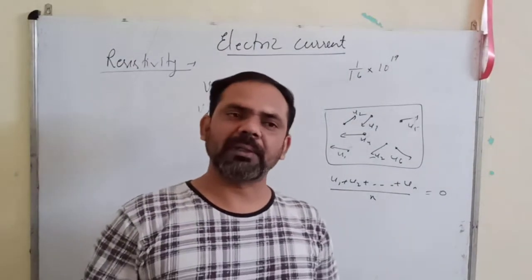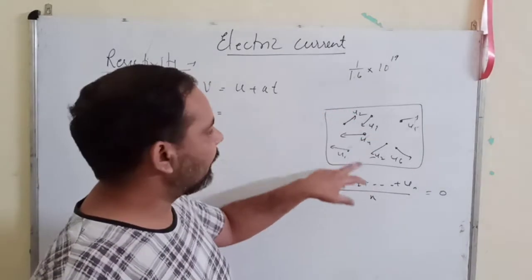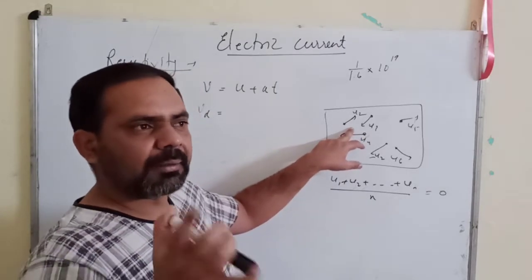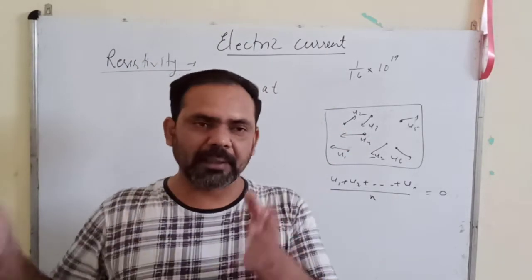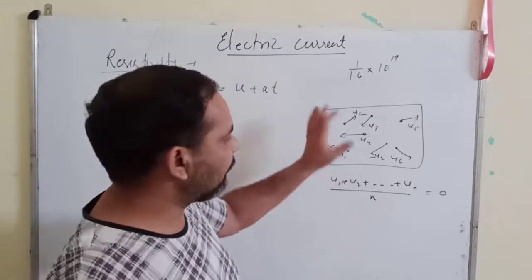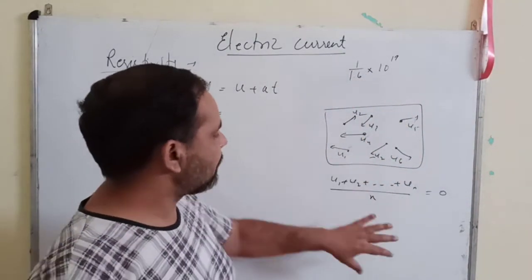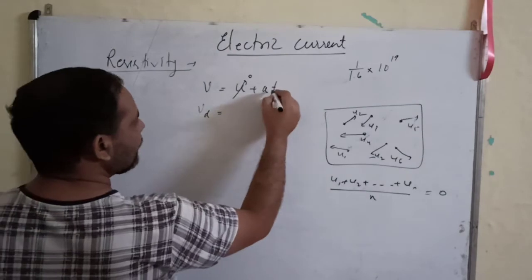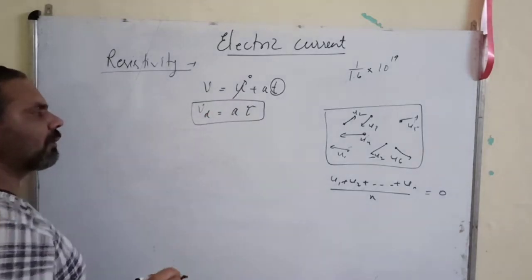Means the average of the random initial velocity will be 0, because again I am repeating, whenever there is an electron moving in one particular direction, there must be another electron moving in just the opposite direction with the same velocity. So they will cancel out each other because the number of electrons is so large. So this term becomes 0 and this t becomes tau, so it is a tau. So this is the relation of Vd and tau.